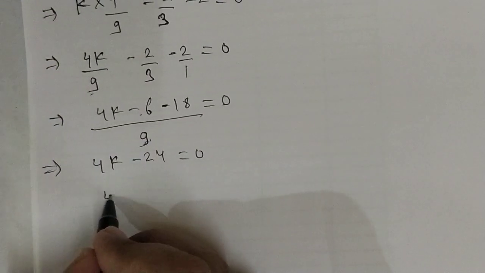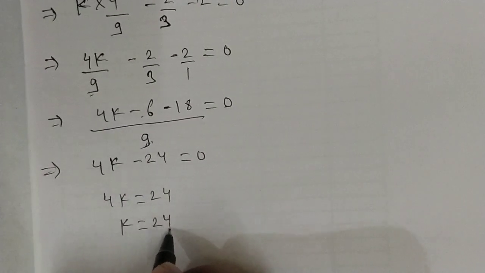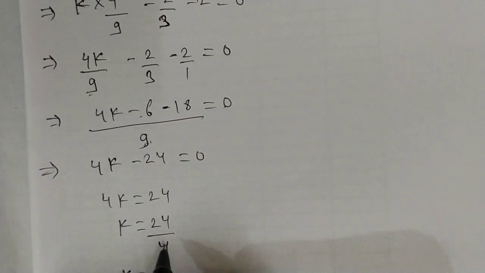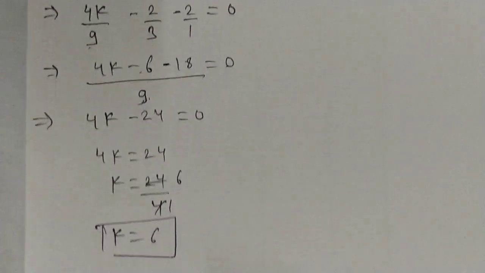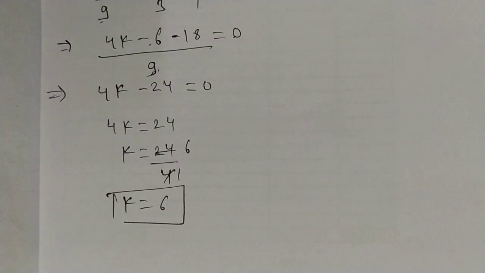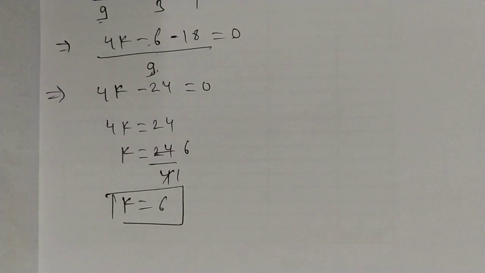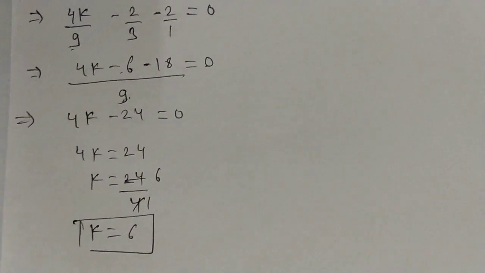So if you solve, 4k will be equal to 24 and k equal to 24 upon 4. When you cancel it, 4 sixes are 24, so you will be getting the value of k as 6. So in this way, you have to find the zeros of the polynomial, and if a zero of the polynomial is given, you have to solve the question in such a way.